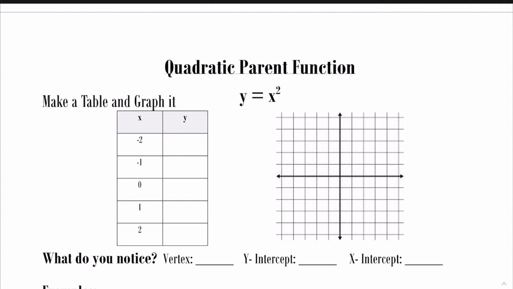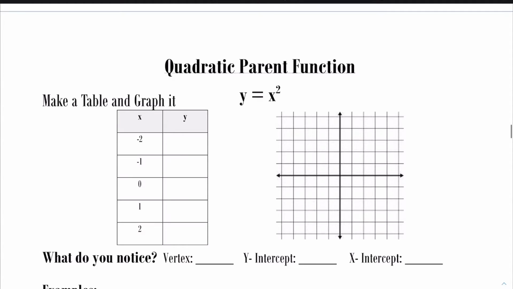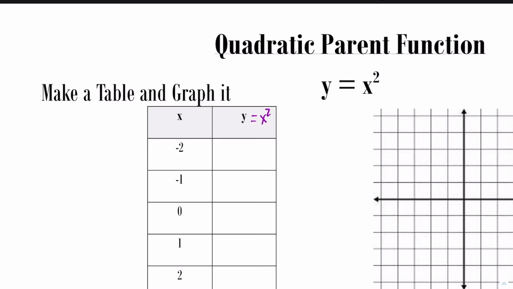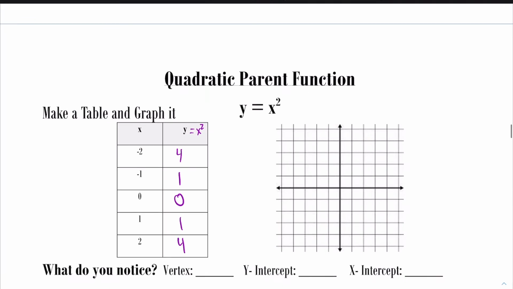If we're going to talk about the transformations to quadratics, then we need to talk about the parent function first. So go ahead and fill out this table for the parent function. We're going to do -2 into the equation for x squared. -2 times -2 is a 4, -1 times -1 is 1, 0 squared is 0, 1 squared is 1, 2 squared is 4.